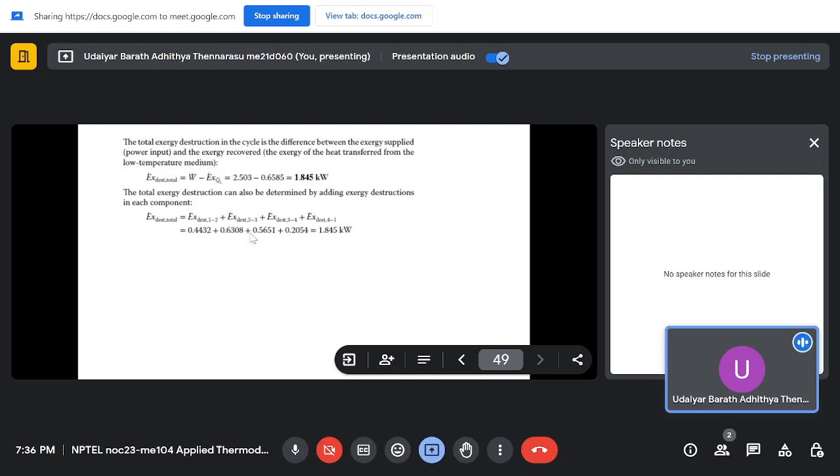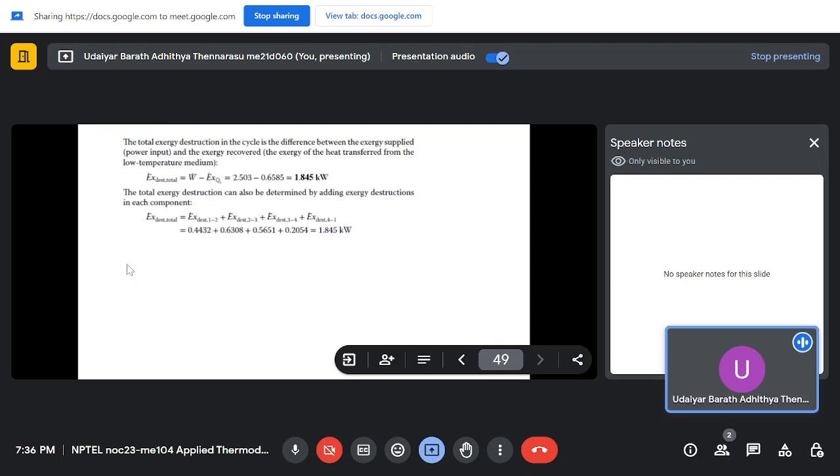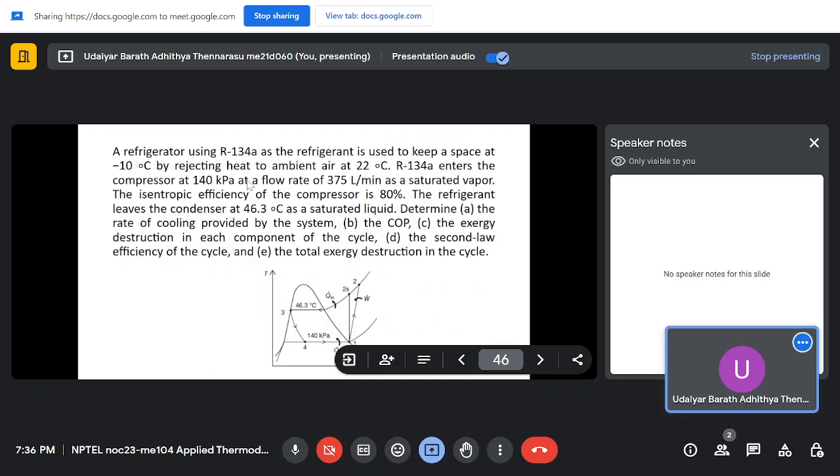Now the total exergy destruction is W minus the exergy of the heat in the evaporator. That comes out to be 1.845 kilowatt. And if you add up the exergy destroyed in each of the components, that will also come out to be 1.845 kilowatt. So I hope this is clear. In this VCR system, we have studied each of the components and how it affects the exergy efficiency of the system.